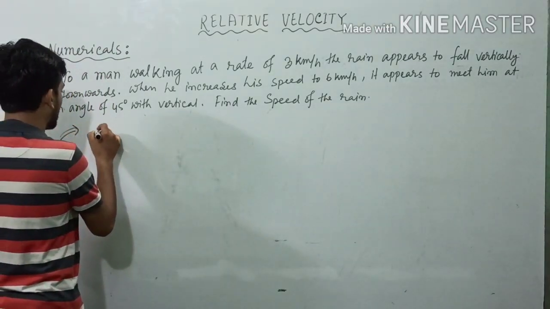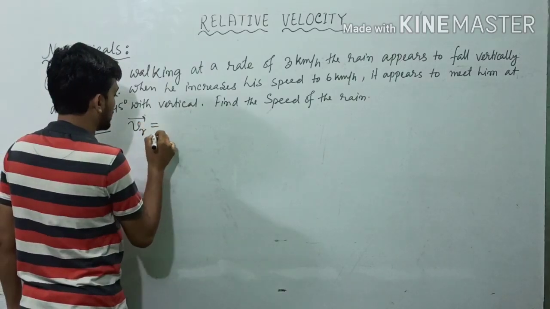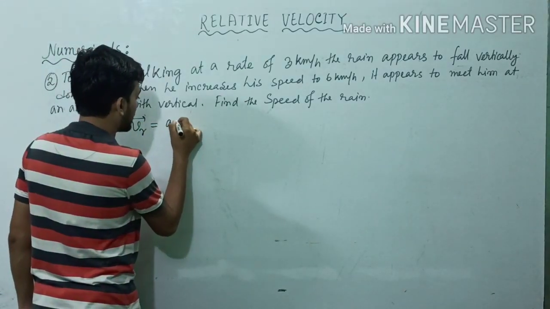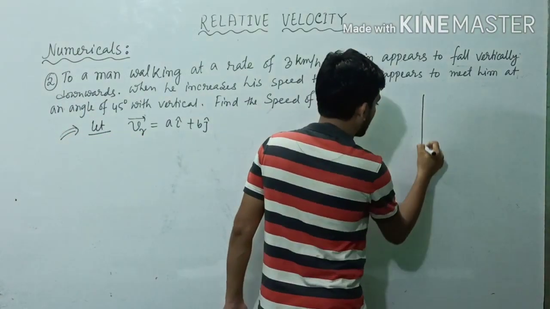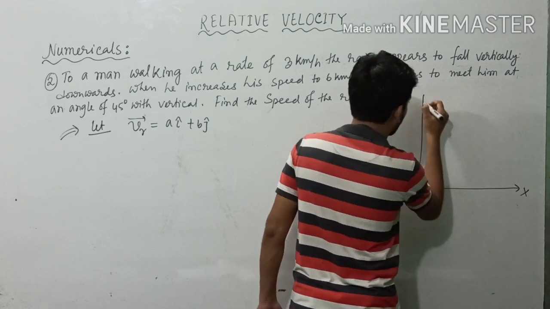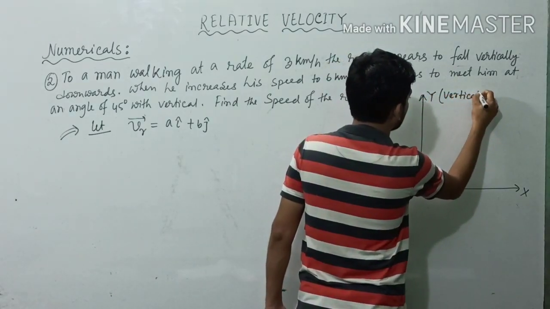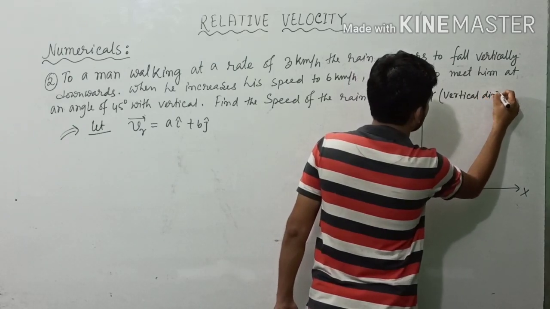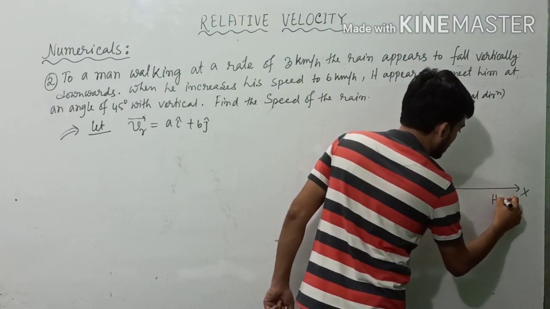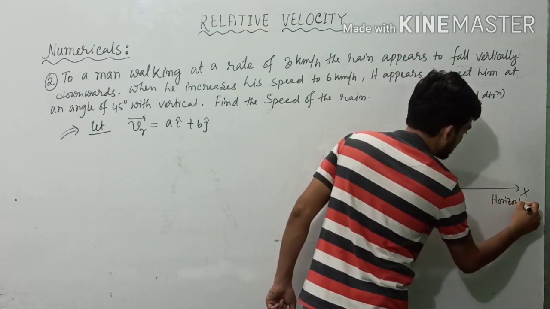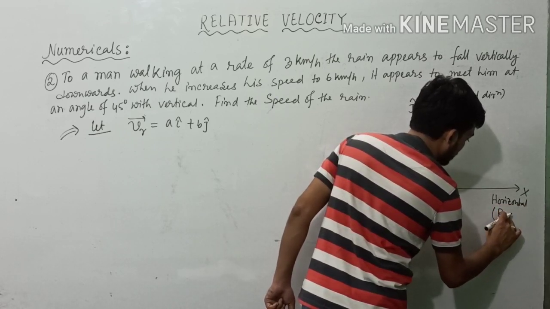So first of all, we are going to assume the velocity of the rain as a i cap plus b j cap. What are i cap and j cap? These are the unit vectors along x-axis and y-axis. Y-axis we are considering as vertical direction, and this is j cap, and x-axis we are considering as horizontal direction, and the road is present along horizontal direction.